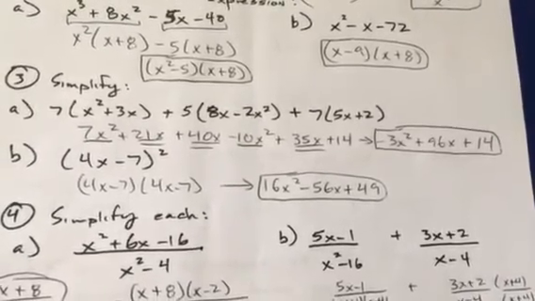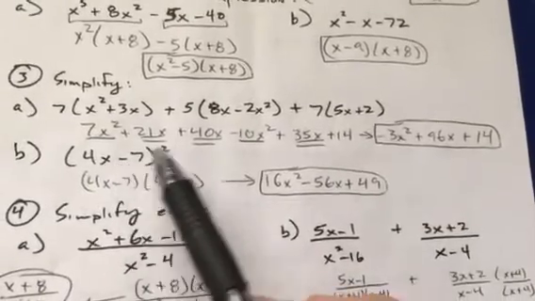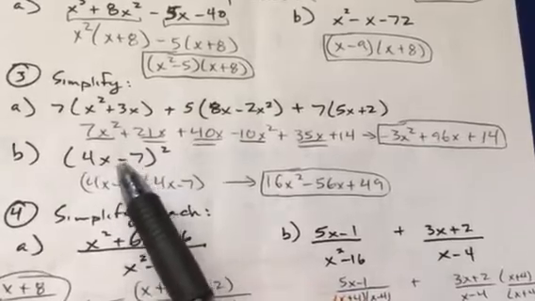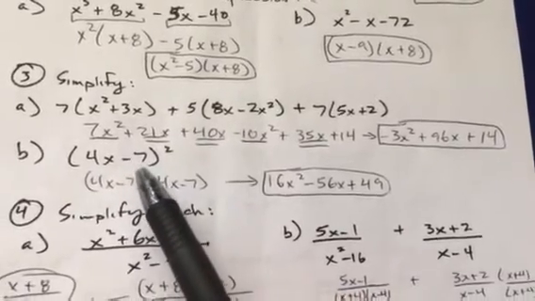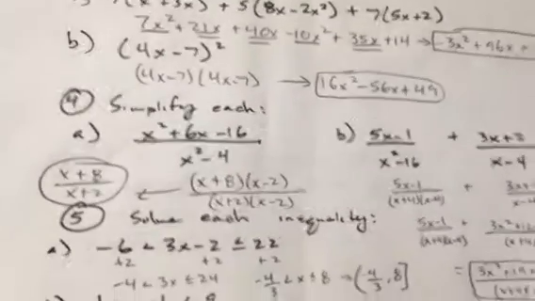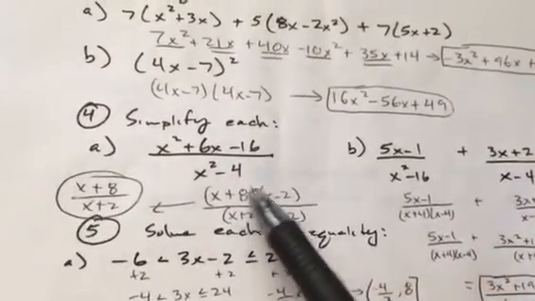You know, first, outer, inner, last, or just use the trick. Square the first term. Double the inner product. 28x, double it is 56. Don't forget that sign is a negative. Square 7 or -7, doesn't matter. You get 49. On number 4, this factors to be x plus 8, x minus 2.